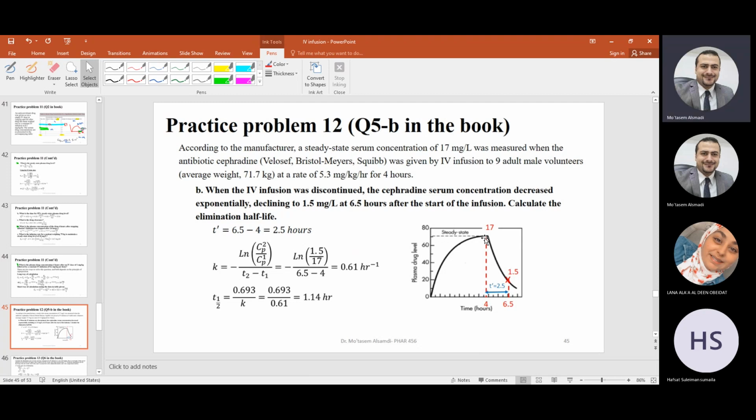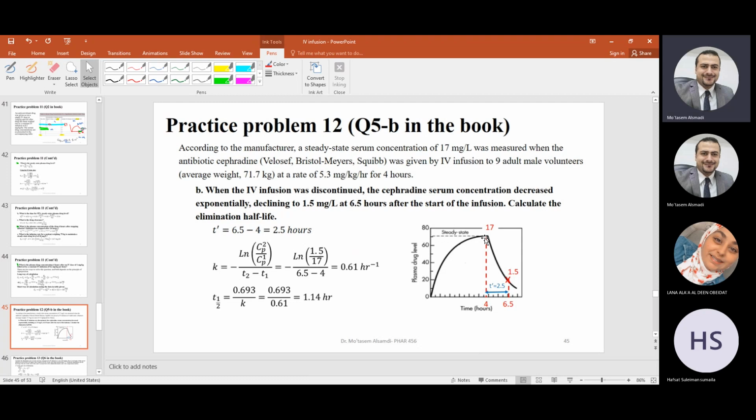Okay, after the start of the IV infusion, calculate the elimination half-life. So what did they do here? They gave a loading IV bolus dose, and we reached the line. What was the concentration? 17. They stopped the IV infusion at this point, and the concentration started to decay. Then they took a second measurement at a total of 6.5 hours from time 0, and they found it to be 1.5 milligram per liter, right?